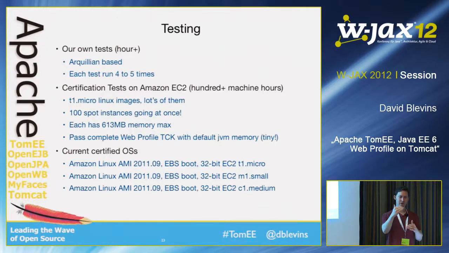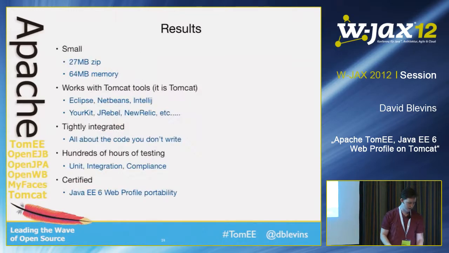The cool thing about that is you have 613 megabytes of memory on the machine, minus 64, you get the entire rest of that for your application, which is pretty great. That's a lot left over to get some useful things done on those T1 micro instances, because the next step up, the M1, is 4 times the cost. So it's very significant. The results are, we've got basically a 27 megabyte web profile binary. The full profile, the TomEE Plus distribution, is 44 megabytes. It runs in the 64 memory. It works with all the Tomcat tools.